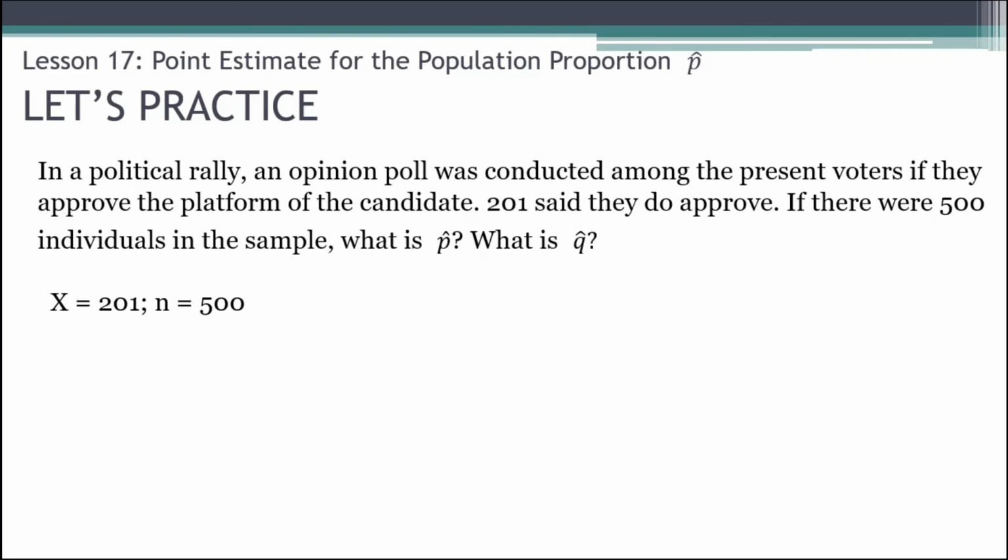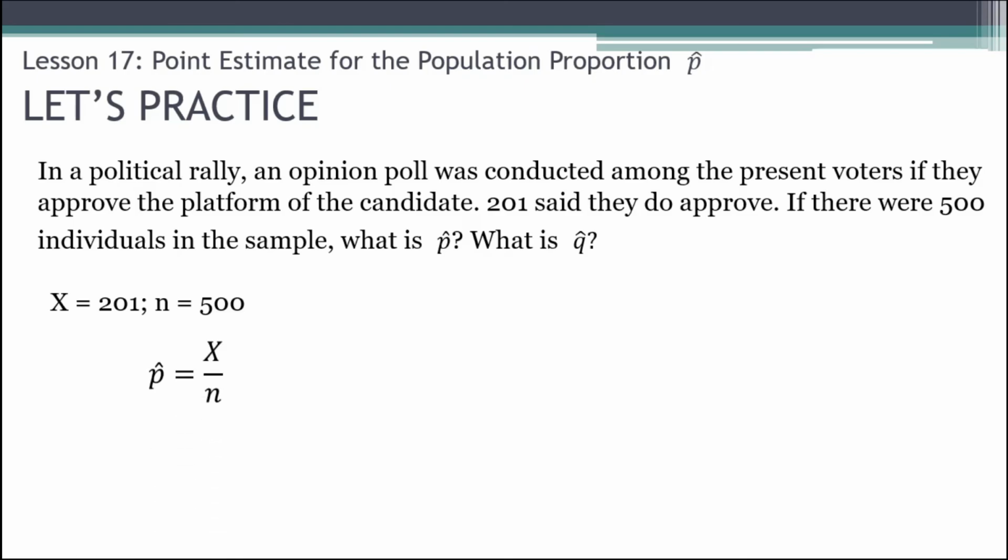Next. In a political rally, an opinion poll was conducted among the present voters if they approve the platform of the candidate. 201 say they approve. If there were 500 individuals in the sample, what is P hat? What is Q hat? So, dito, ang given na natin ay 201. Ibig sabihin, sila yung nag-approve. Then, 500 yung total number of individuals. So, ano daw yung P hat?